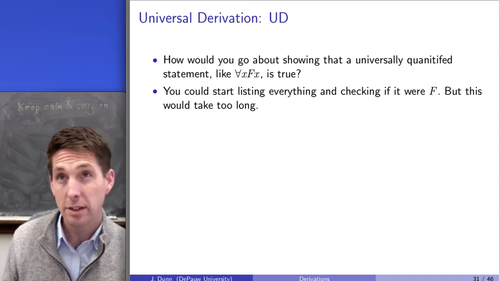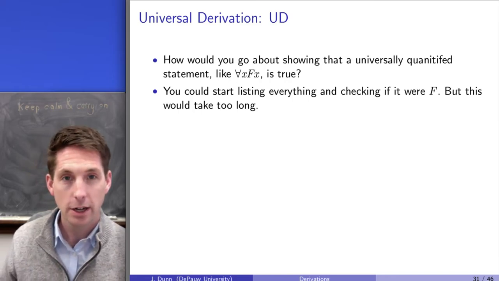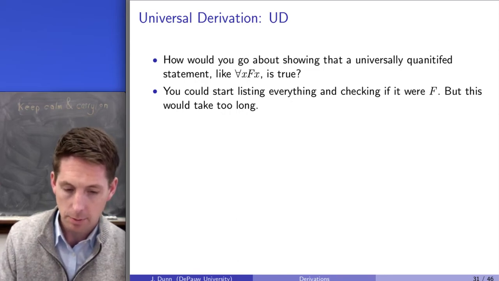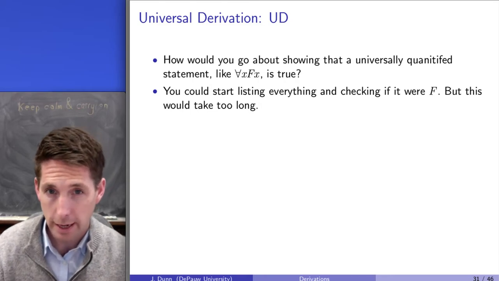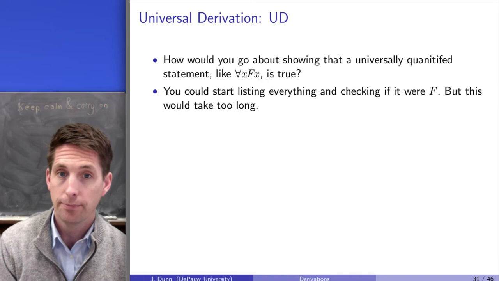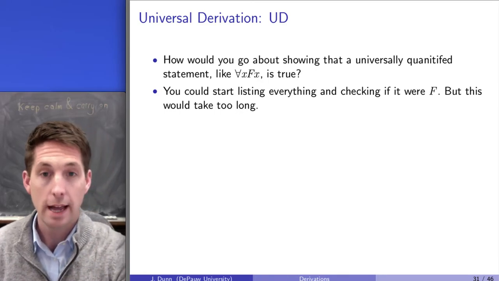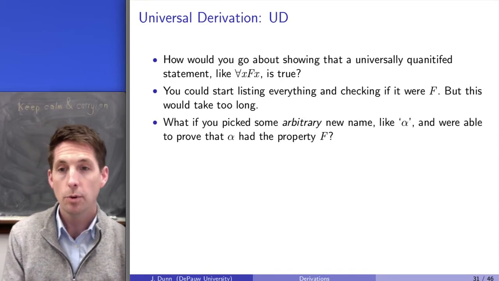Even more than this, even if you could, you wouldn't know when you'd reach the last object in a universe. So suppose you've got a small domain, and you've really checked that everything in your domain has property F, you might not know whether or not you've reached the last object in your domain. And so for that reason, this sort of listing and checking isn't going to work to show that everything has property F. Here's a more promising way to do it.